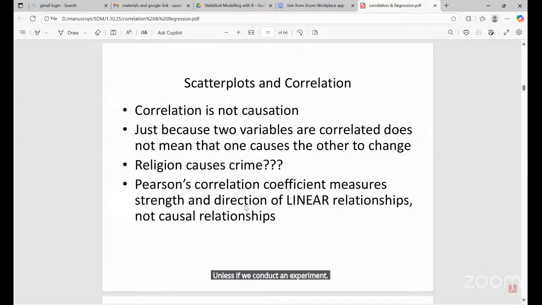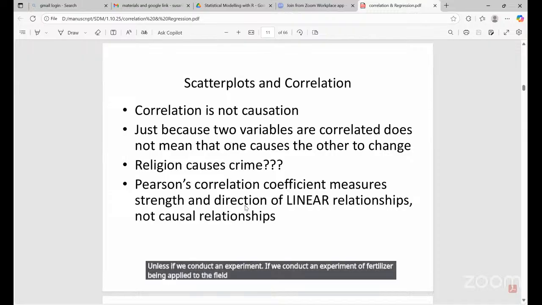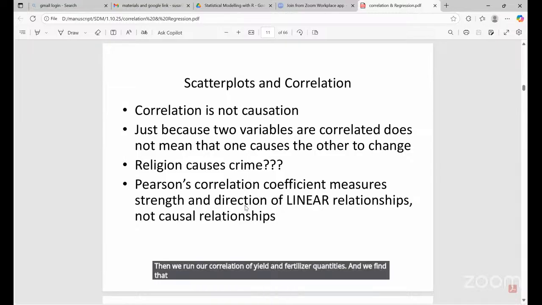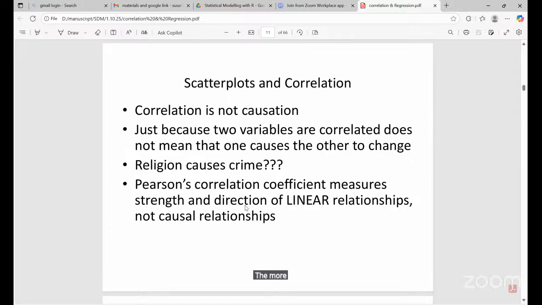If we conduct an experiment of fertilizer being applied to the field and the yield, then we run a correlation of yield and fertilizer quantities, and we find that it's a positive relationship, then we can infer that the more fertilizer you add, the more the yield, because now it is an experiment, you have evidence. So Pearson correlation coefficient measures strength and direction of a linear relationship, but not a causal relationship.